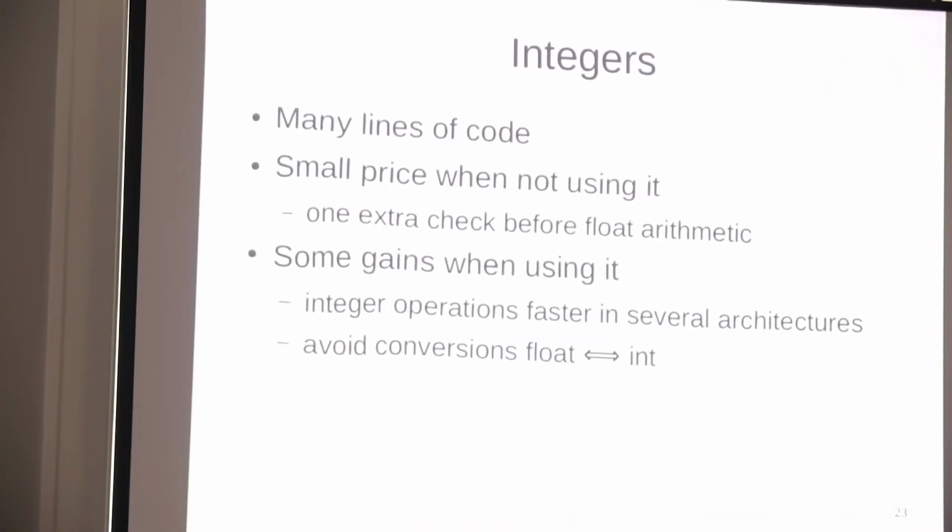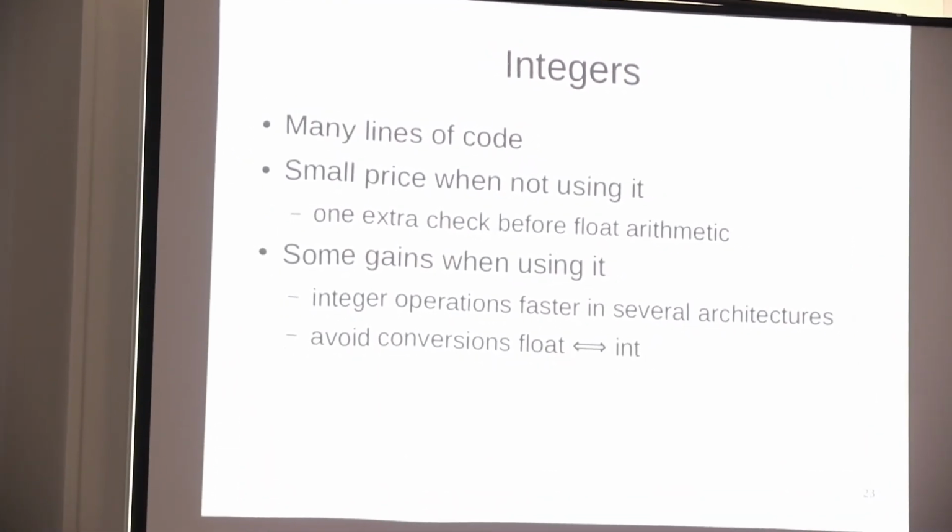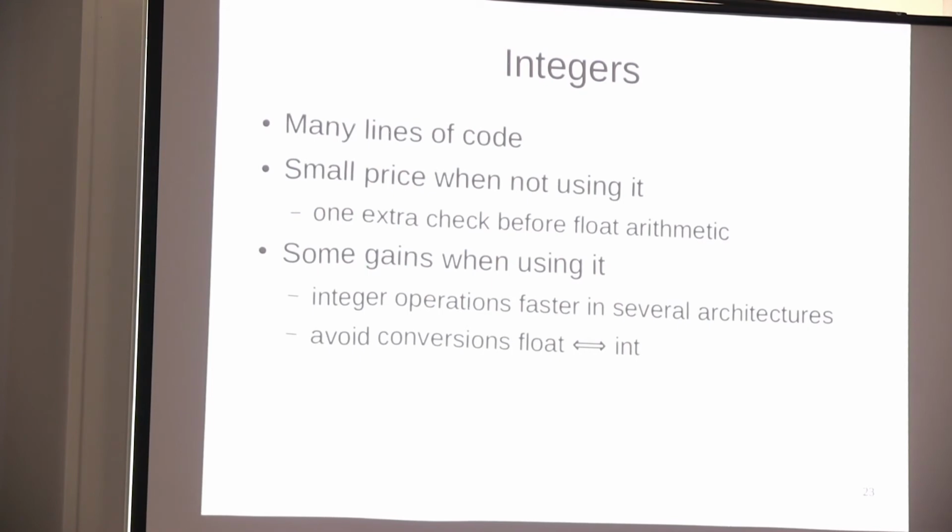And integers is the same. This is actually an advertisement because it has some nice stuff too. With integers, some costs are very obvious. It's a lot of lines of code too, because in a lot of places where you just had to manage dumb floats, now you have to check: if this is an integer, you do something, if it's a float, you do something else. You have some small price.